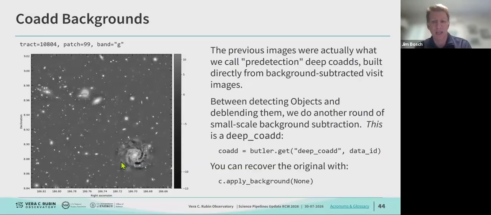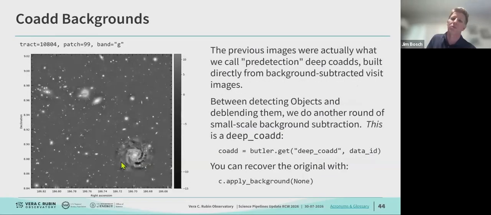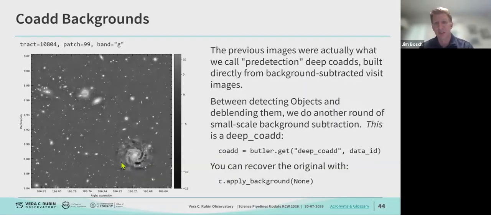And that makes things easier for the deblender because, if you look between this and the previous one, there are all these little guys in the neighborhood of the big spiral that were over-subtracted before, and they had a big pedestal that they have to deal with one way or another. And this small-scale background fixes that. So it makes the job of measuring small things much, much easier. But it does wreck these big things.